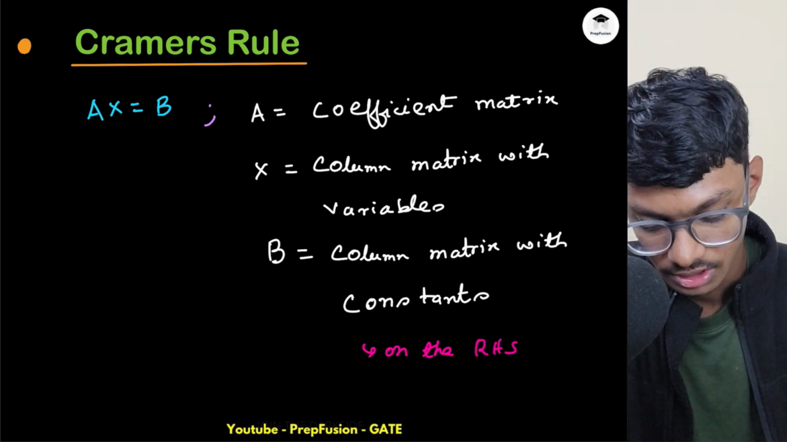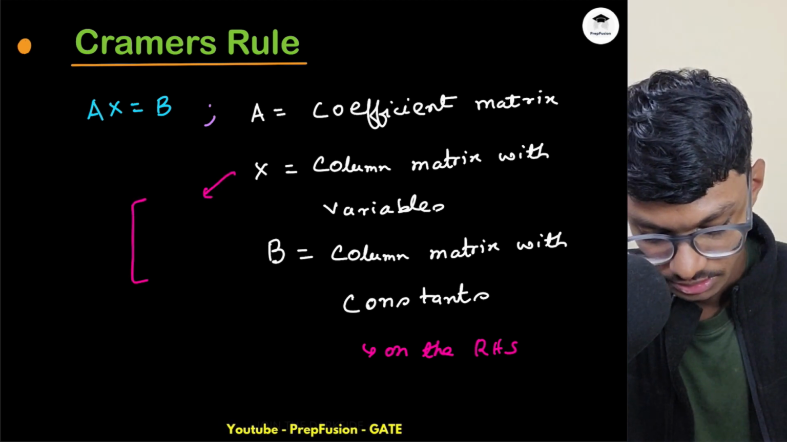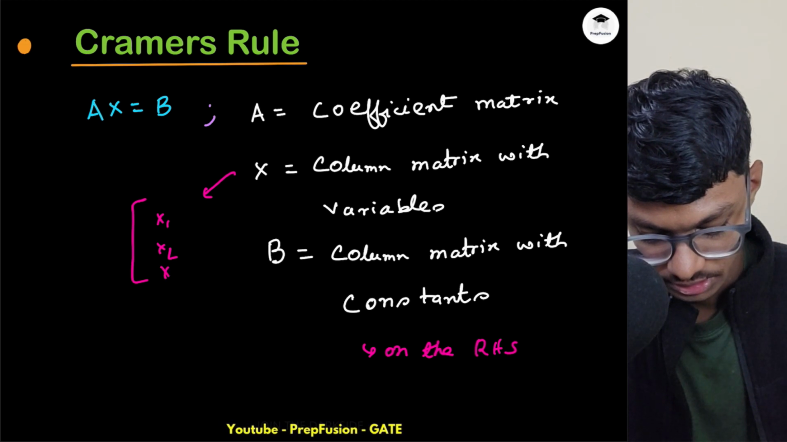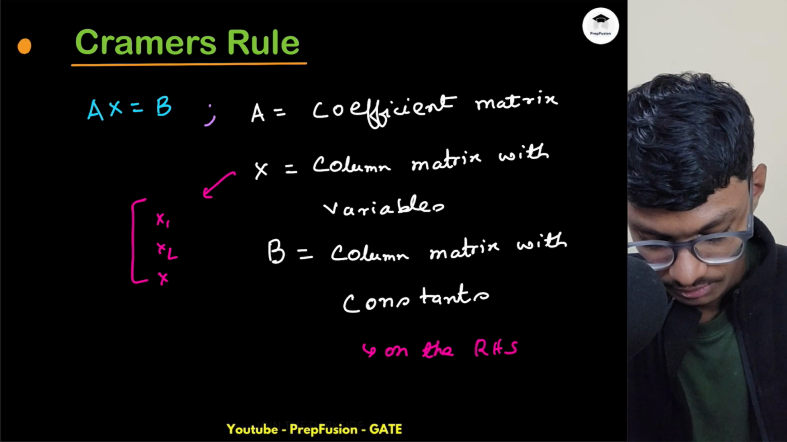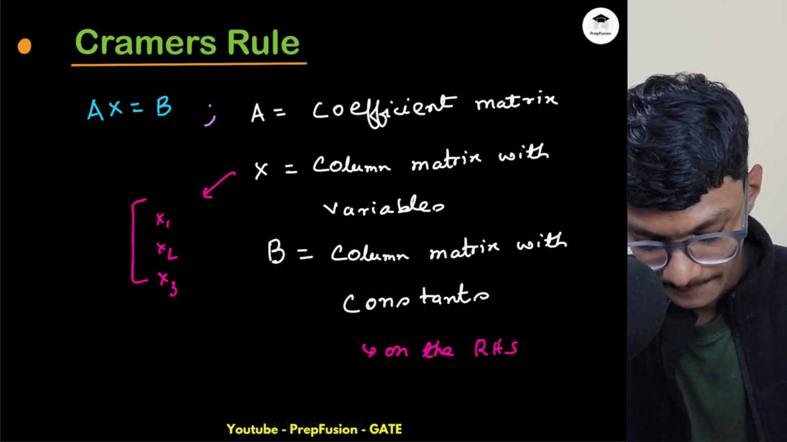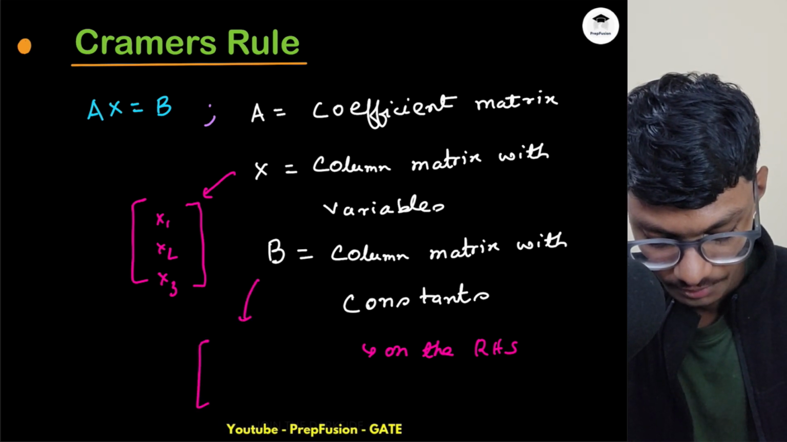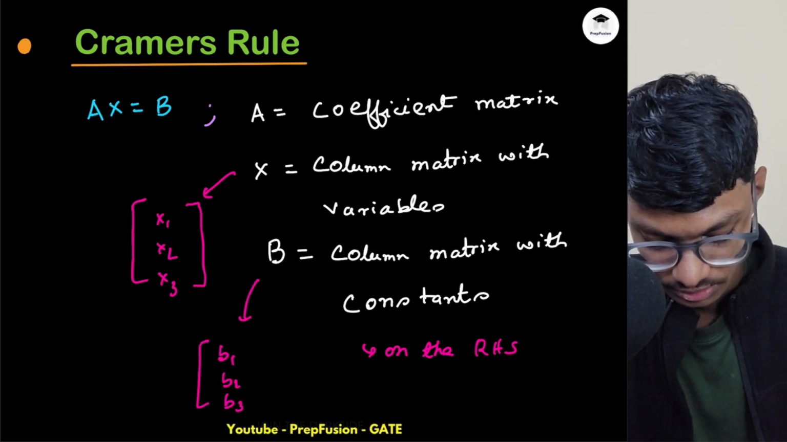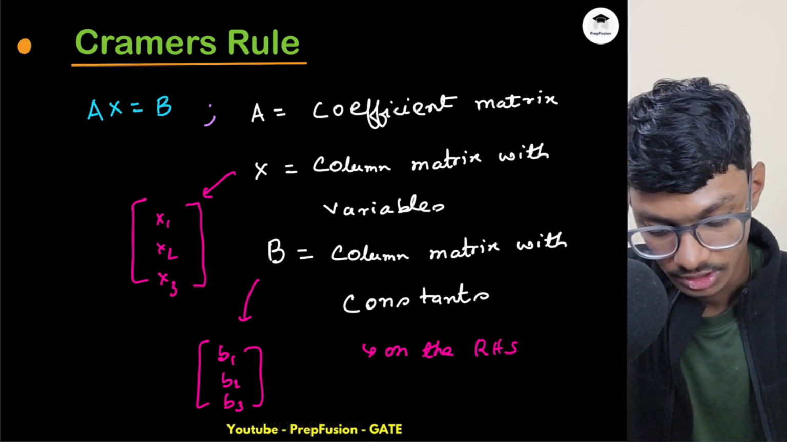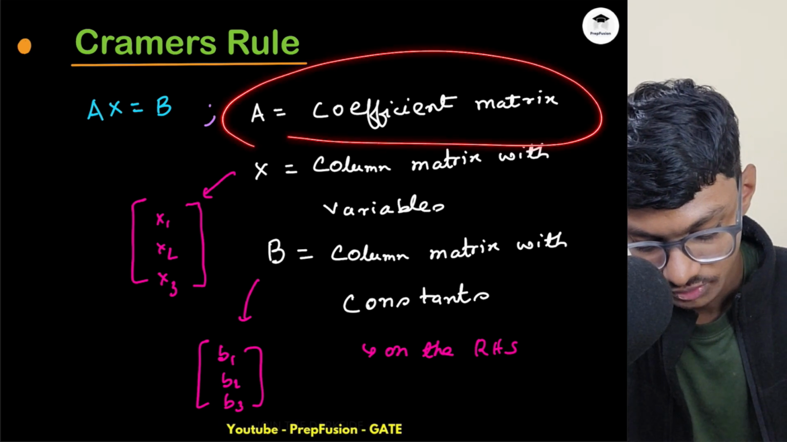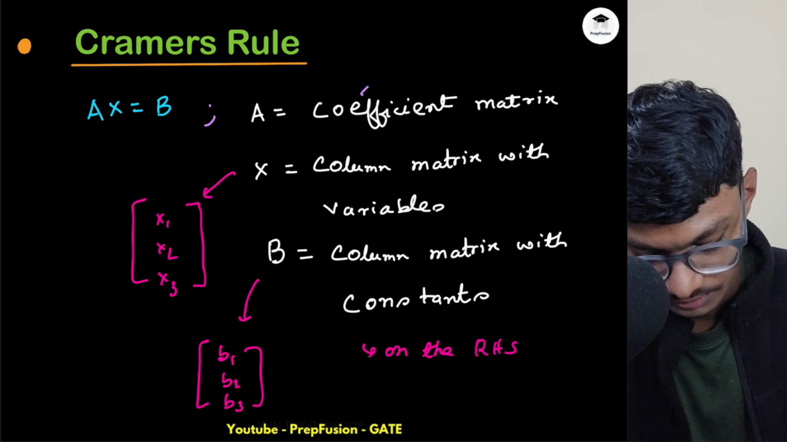The column matrix x can be written like this: x1, x2, x3, and so on, and b can be written as b1, b2, b3. That's why it is a column matrix itself. And what about our coefficient matrix? The coefficient matrix will be a square matrix.